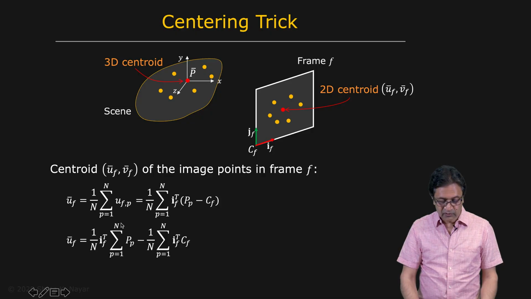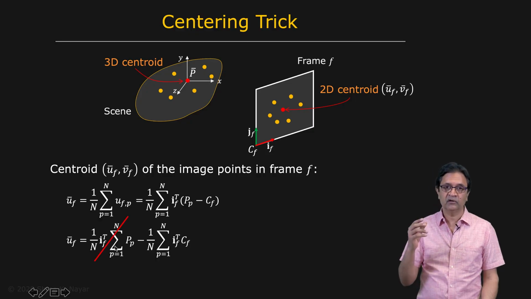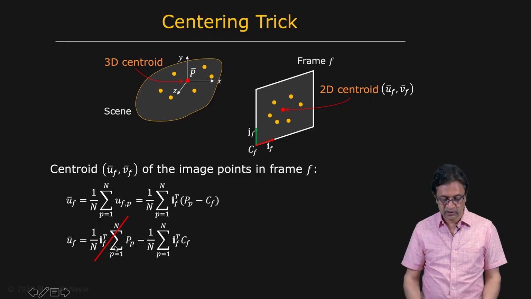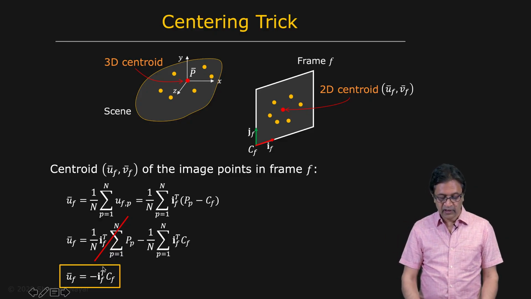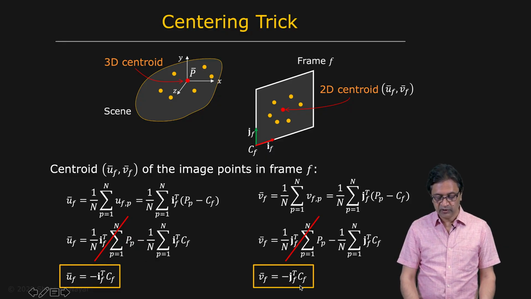Now, if you take a look at this one right here, which is the sum of all the scene points, that is equal to 0 because we have set our origin of the world coordinate frame at the centroid. So that goes away, and the sum of all of this divided by n is itself, because this is a constant. IF transpose CF is a constant. So you simply get minus IF transpose CF. So that is the U component of the centroid of the points measured in a single frame F. And then you get the V component similarly here.